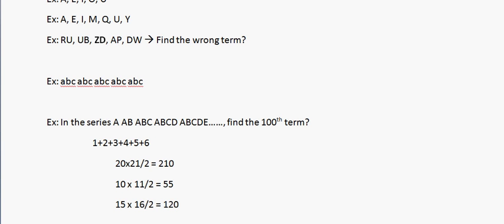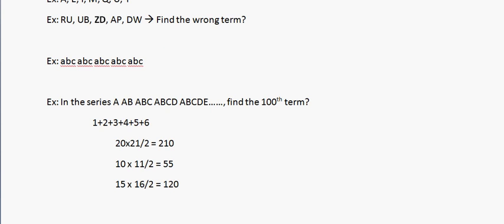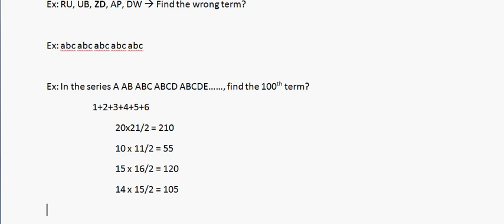And the 15th term has 15 alphabets, right? So it has to be something like 14. If we take 14 into 15 by 2, what we get? It would be 15 into 7, which is equal to 105, right? So in these 105 letters we would get the 100th term, right? So the 14th term would have 14 alphabets. First term would be A, then AB, then ABC, and so on.